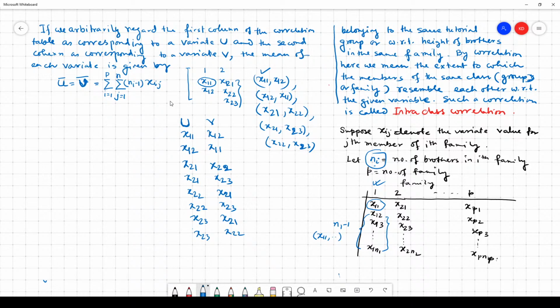Obviously you see that U and V contain the same number of variables, but the arrangement is different. So U bar should be... please tell me, do you understand these things or not? Please tell me.